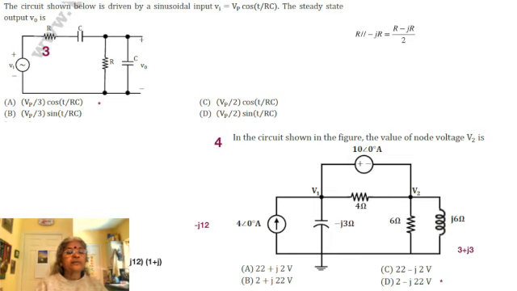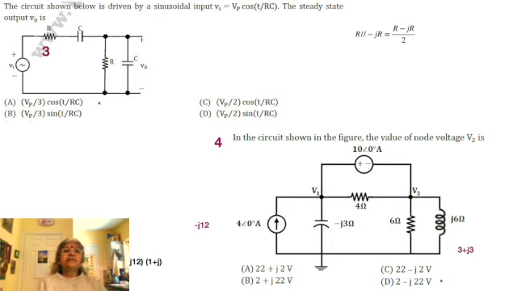Okay, so the steady state output voltage V0 is what. Now that we have got omega, we can convert the capacitance to its reactance as given by 1 by omega C. So 1 by RC, and C is there, and minus j. So it is the same as minus jR.